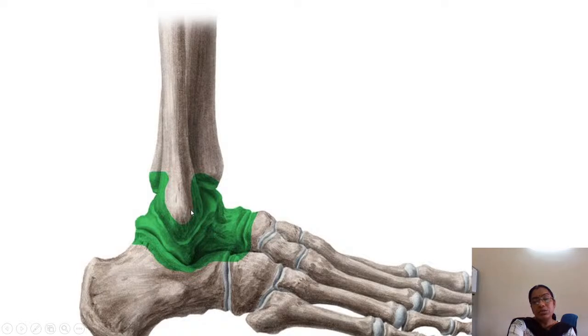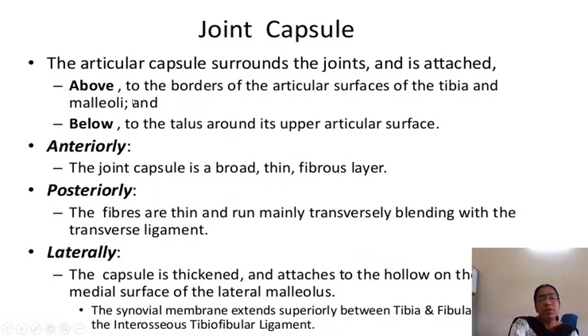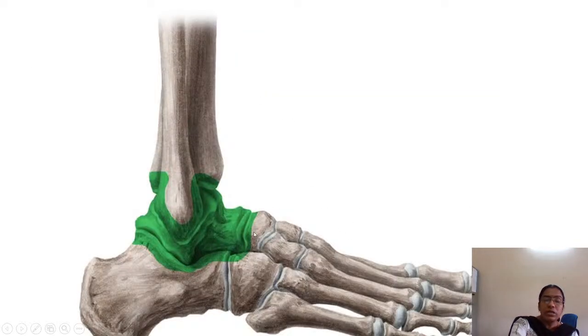So this is the capsular ligament. It is attached to the body of the tibia and to the medial malleolus and the lateral malleolus. That is the attachment above. When you see it inferiorly, the attachment below is to the talus around its upper articular surface.